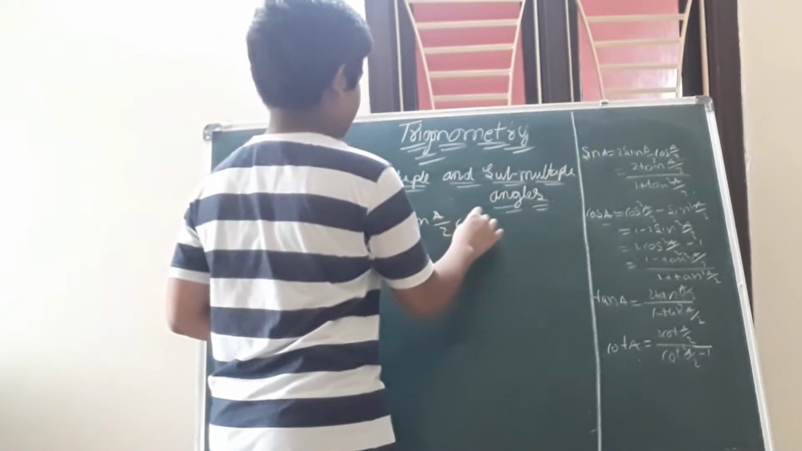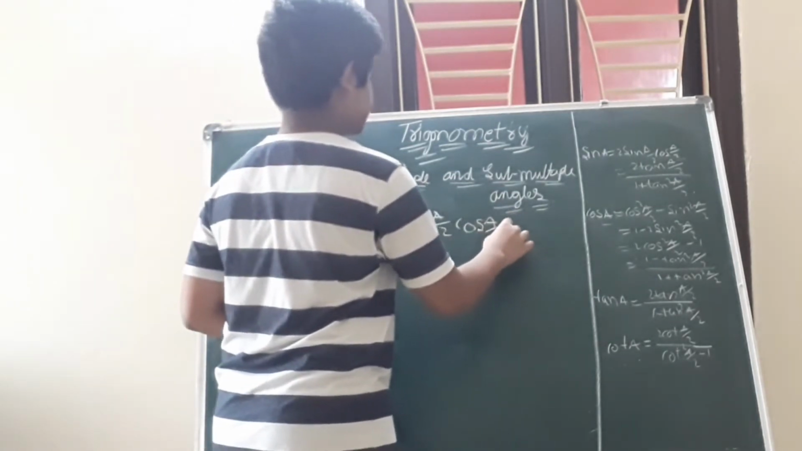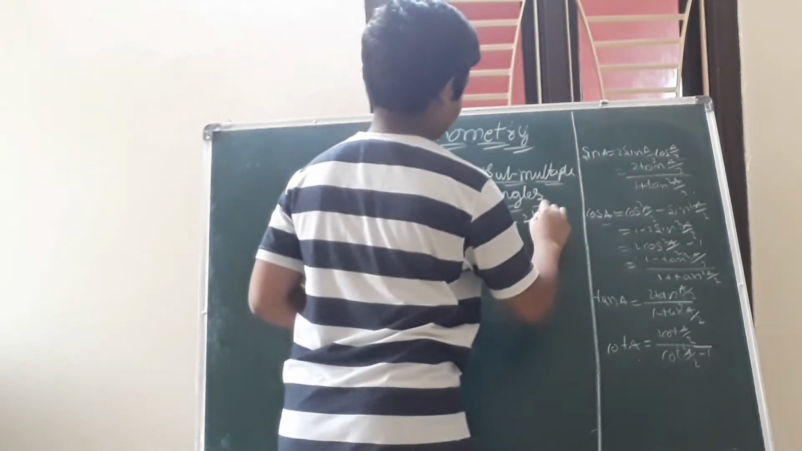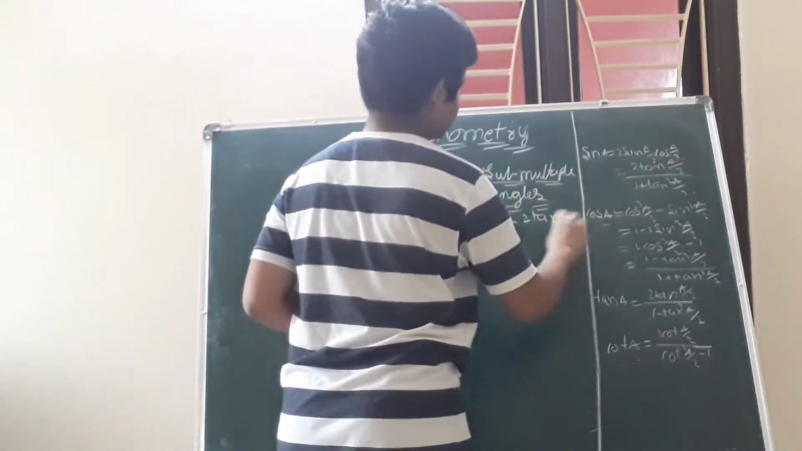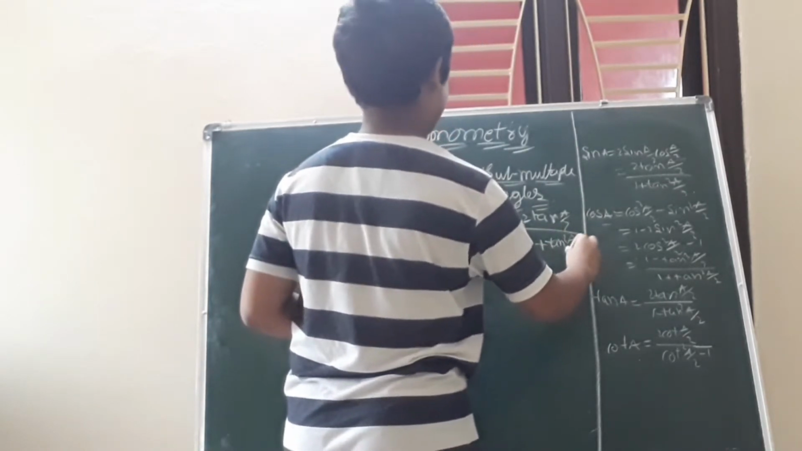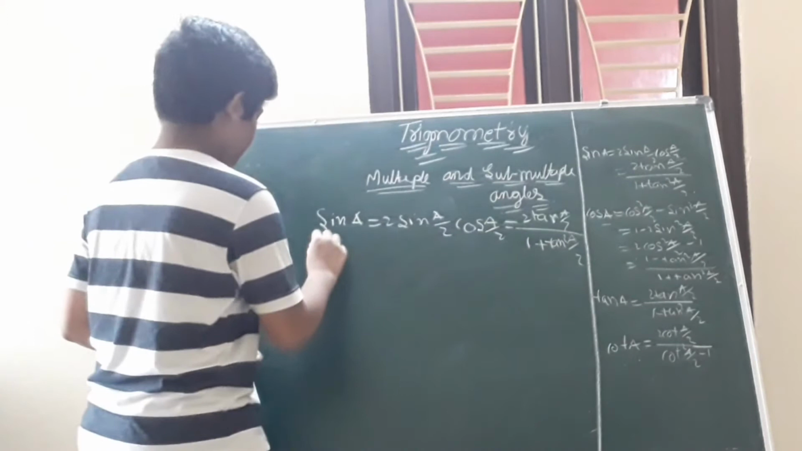which is also equals 2 tan A by 2 by 1 plus tan square A by 2. Proof of sin A.